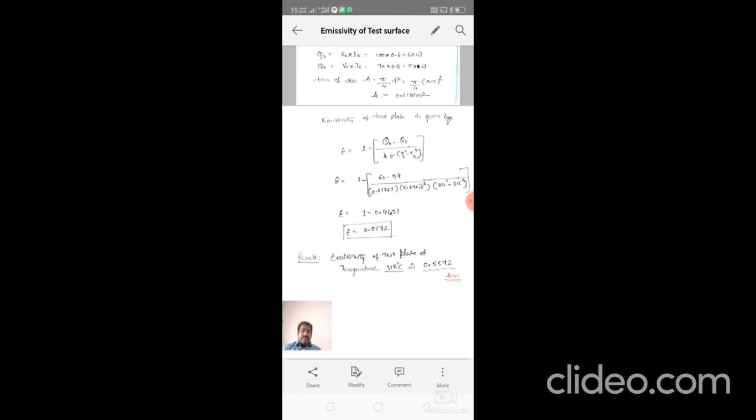So you got the result: the emissivity of the test plate at the given temperature, that is 118 degrees centigrade, is 0.5572.